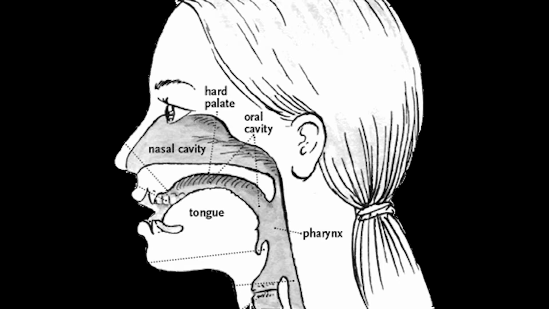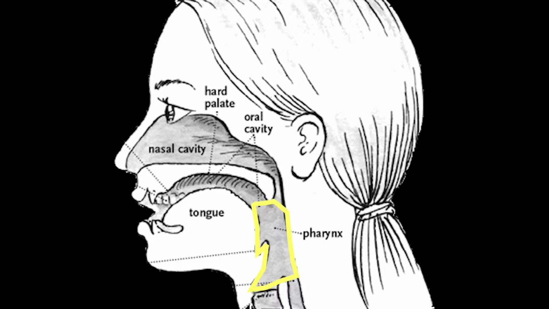This is a drawing of the inside of the nose, mouth, and throat. I'll point out a few landmarks. This is the tongue, this is the jaw, the teeth, and the lips. This dark area here is the inside of the mouth. This dark area on the top is the nasal cavity, or the inside of the nose. And this dark area here is the inside of the throat.